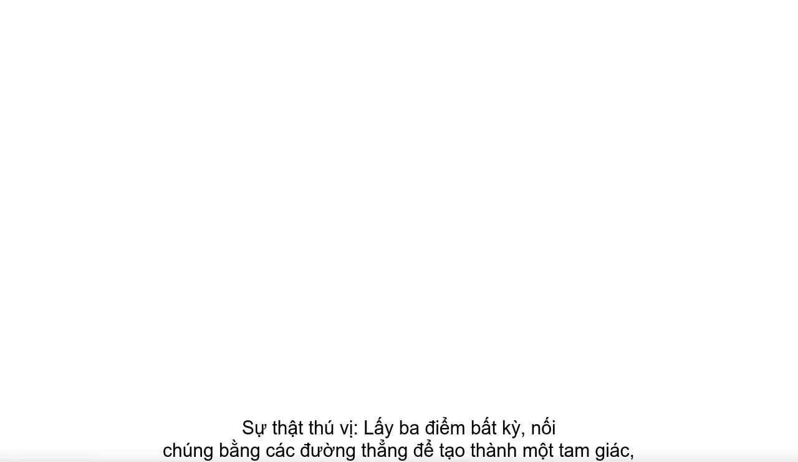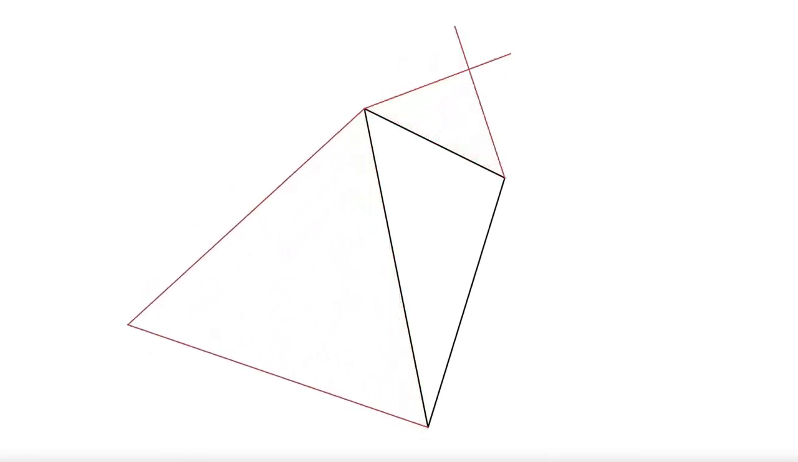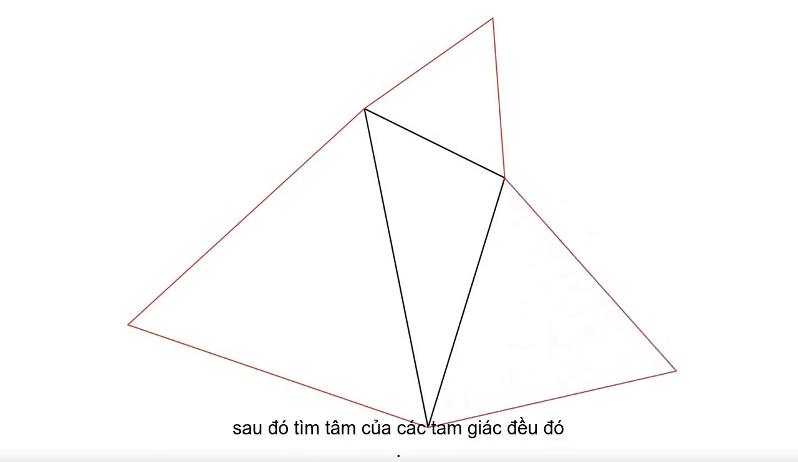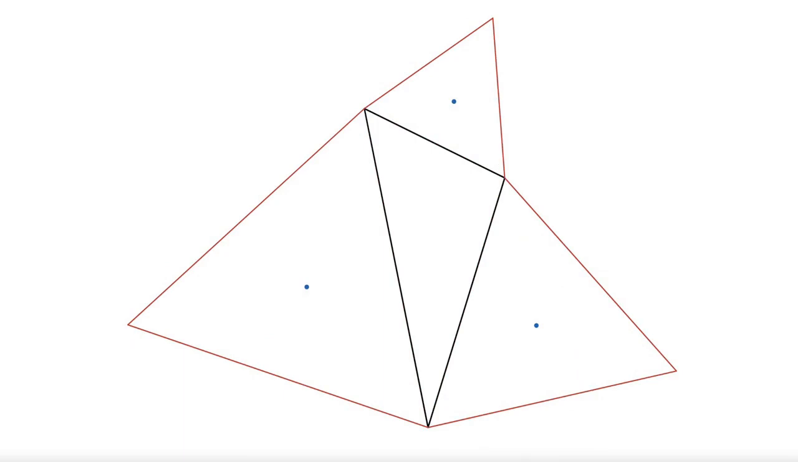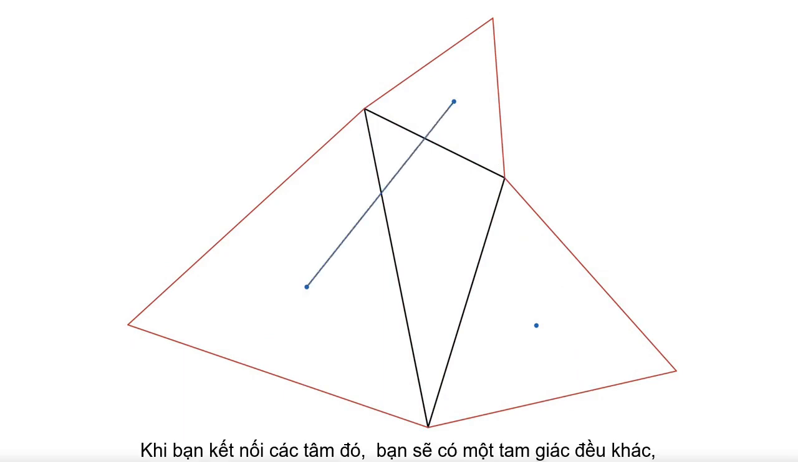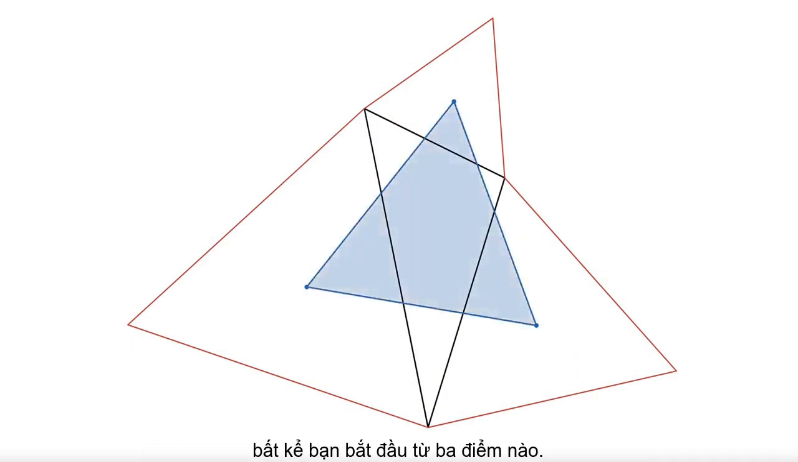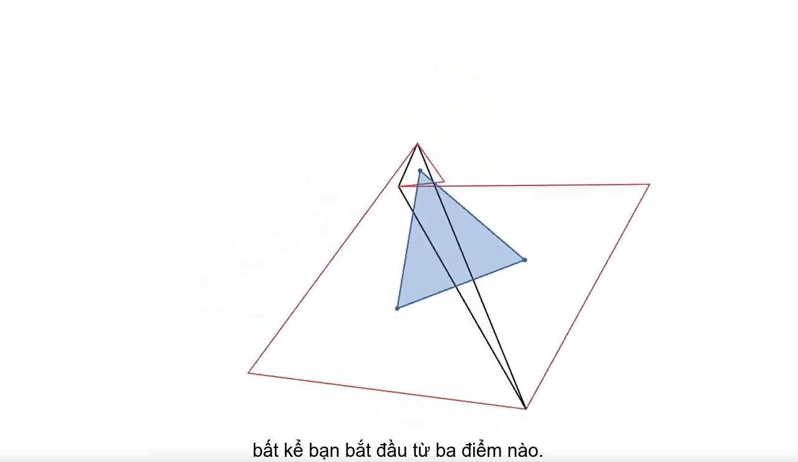Fun fact: take any 3 points, connect them with lines to form a triangle, build equilateral triangles off of each side, then find the centers of those equilateral triangles. When you connect those centers, you'll get another equilateral triangle, no matter which 3 points you start with.